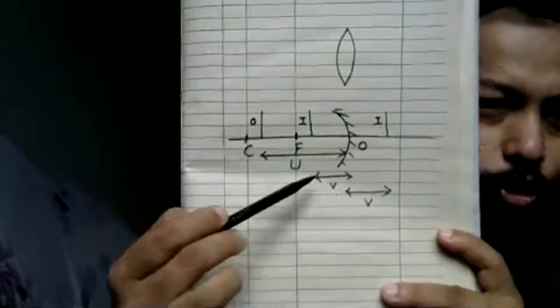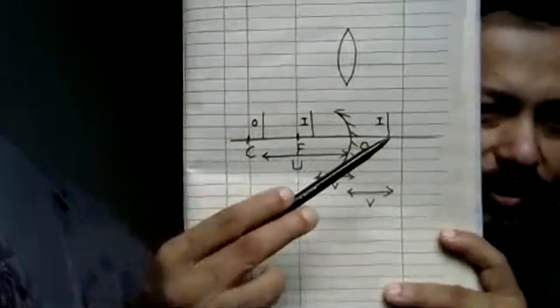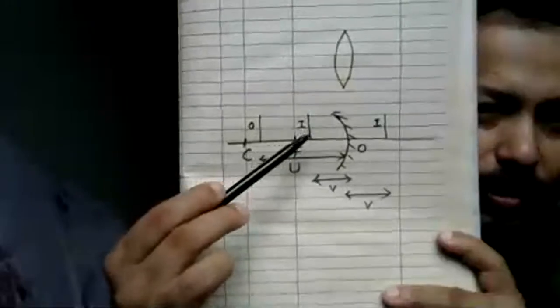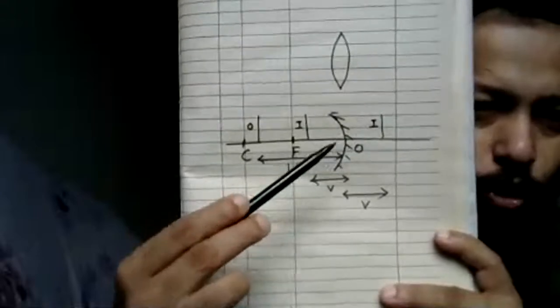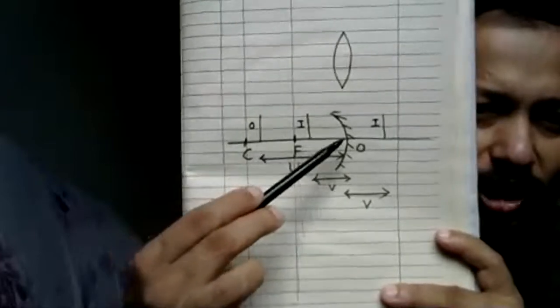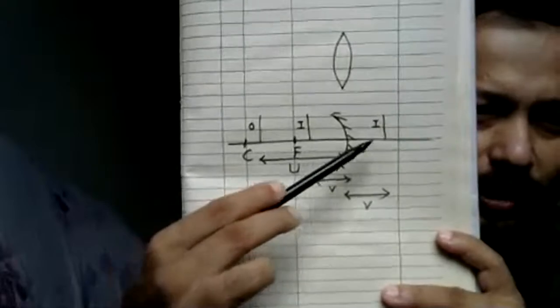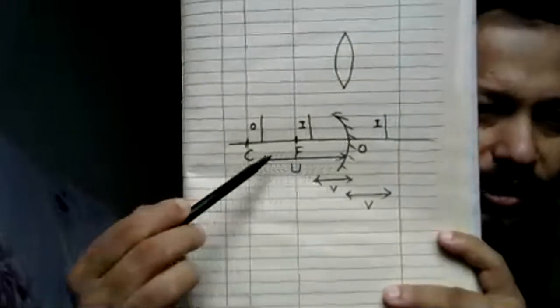So either this is U and this is V, or this is V, because the image may form in front of the mirror or at the back of the mirror. Understood? If this is the image, then this is the image distance. Object distance is the distance between object and the pole. Image distance is the distance between image and the pole. So this is the figure you have seen.